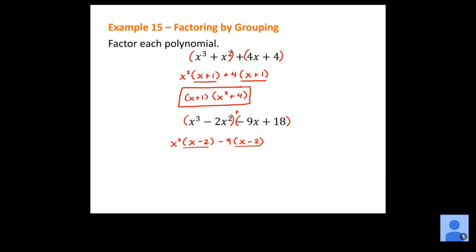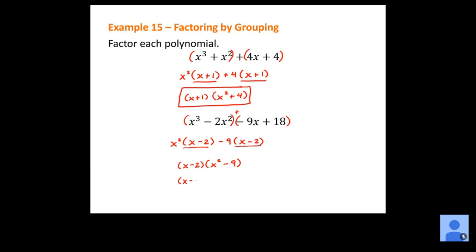Now we have the same factor of x - 2 in both of those pieces, which means I can bring that to the front as my common factor. And what's left over is the x squared and the -9. Now again, always look to see, is there anything else in common? Or is there anything else I can do to factor? Well, x - 2 is good, but x squared - 9 is a difference of squares. So we need to factor that further.